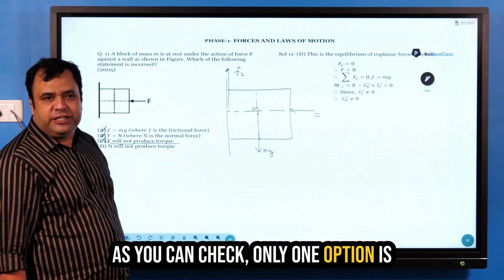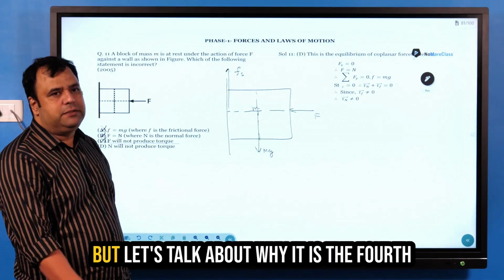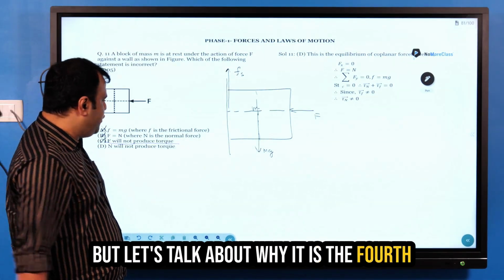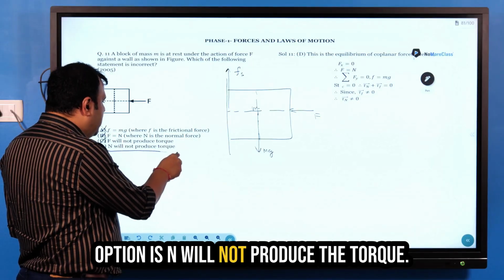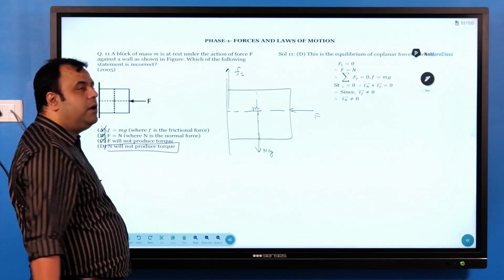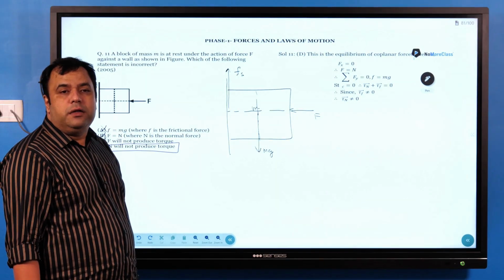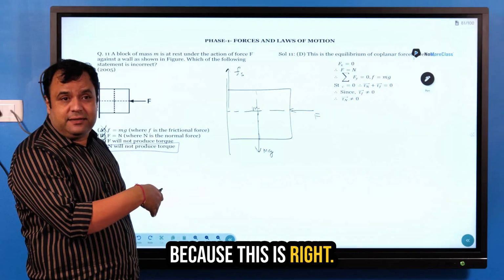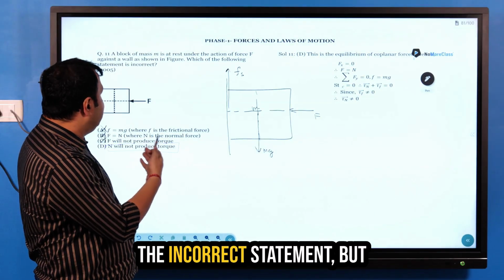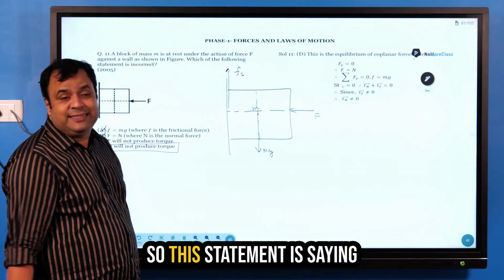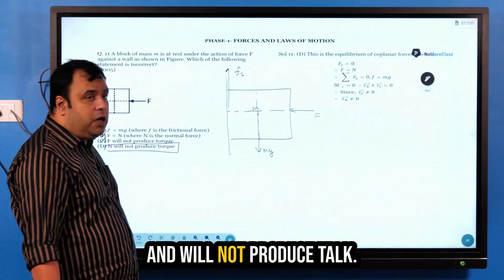As you can check, only one option is available, and that has to be the right one. But let's talk about why it is. The fourth option is "N will not produce the torque." So this is a wrong statement, and we have to look for the incorrect statement. So this is the incorrect statement. This statement is saying N will not produce torque.